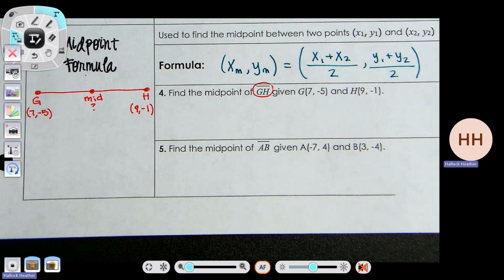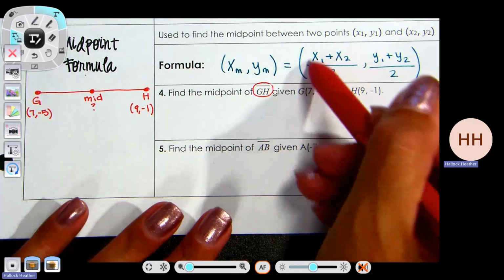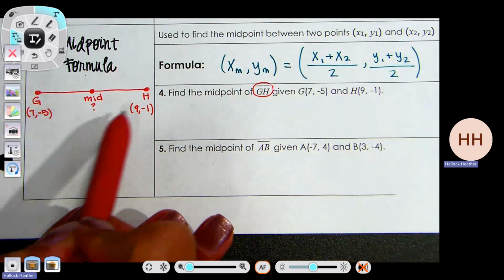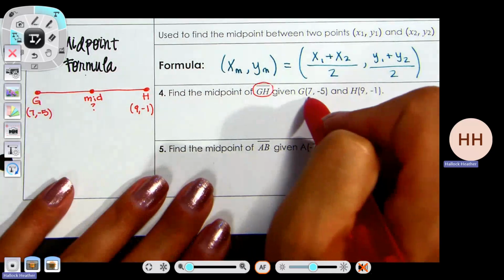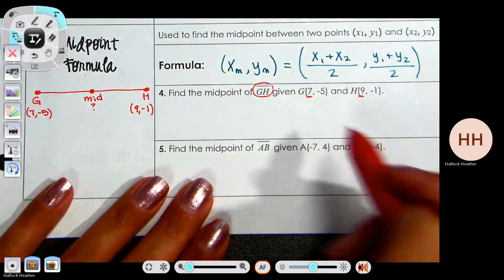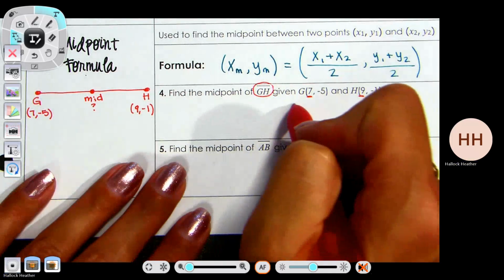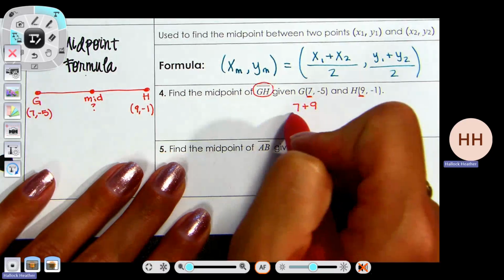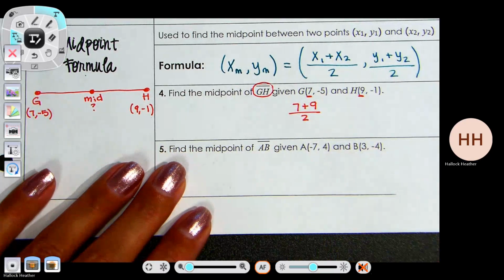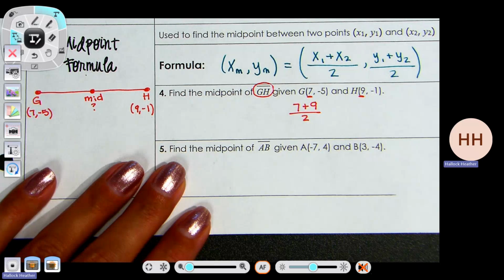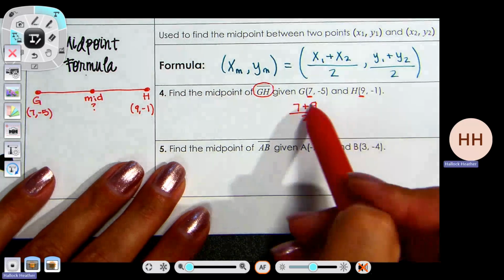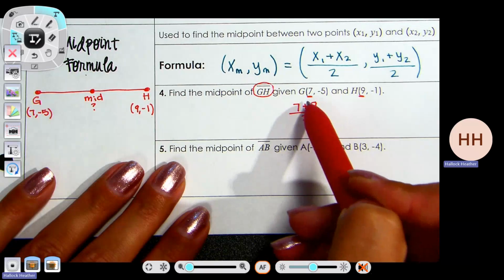This is kind of like elementary school. You're finding the average between two numbers. Like the mean in elementary school, you're adding numbers and dividing by how many numbers there are. You're finding the middle. We're only adding 2 numbers, so we're dividing by 2. We're going to use the X formula first. Looking at my coordinates, I have X and X. I'm going to add them together, 7 + 9, and divide by 2. So 7 + 9 is how much? 16. So now my numerator is 16.